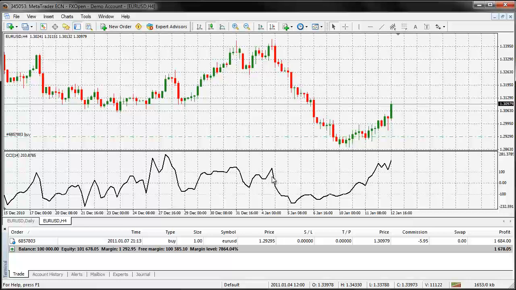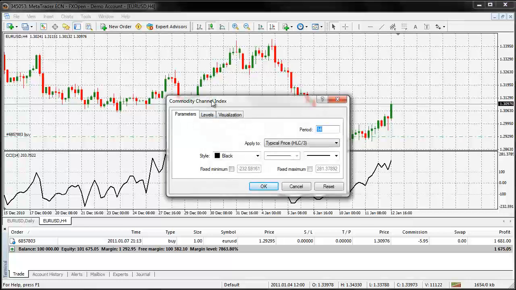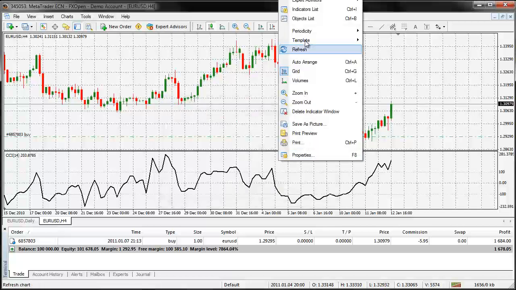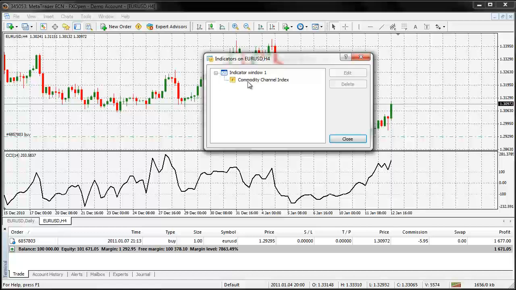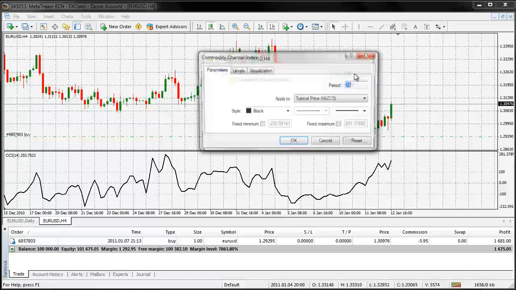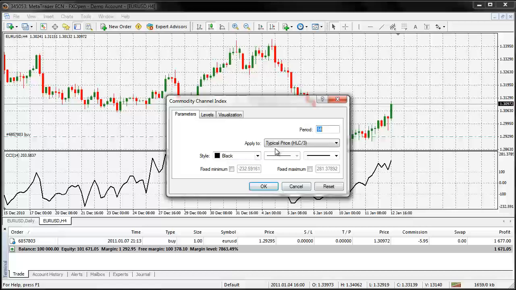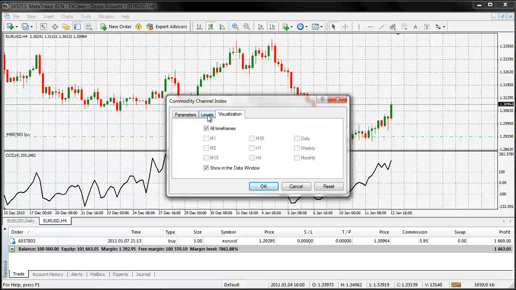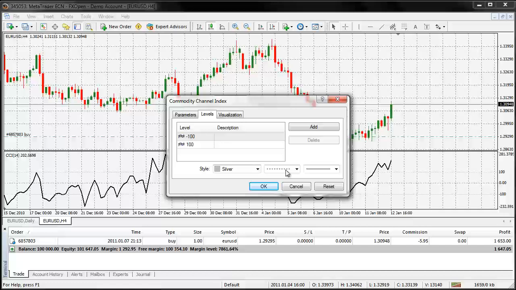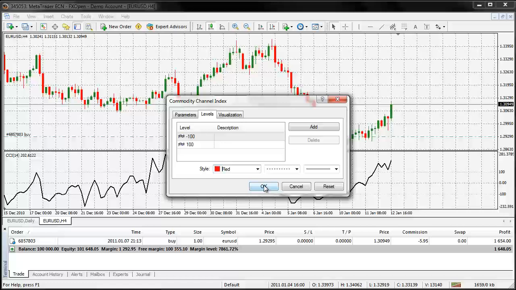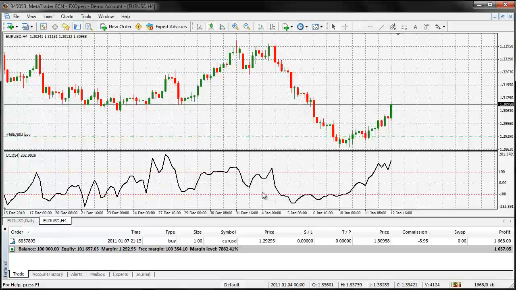So what I'm going to do is open up this area again. I've just basically double clicked on the black line to bring it up, or alternatively you can right click, choose indicators list, and then choose commodity channel index and click on edit. Alright, but I'm just going to do it the other way because it's a little bit quicker for me. Okay, so what I'm going to do here is go to the levels tab, and I want to change the color of this. I want to bring this out a little bit more. So I'm going to just choose red. Alright, so now I can see the levels a little bit more clearly.